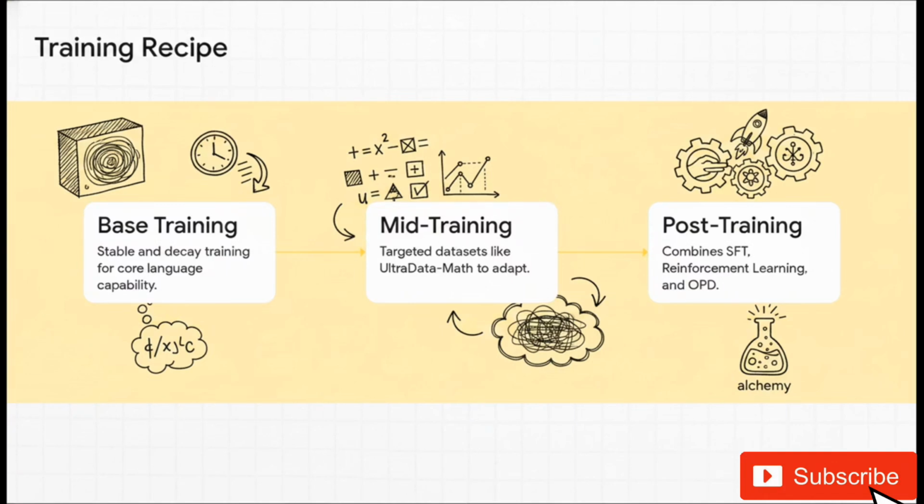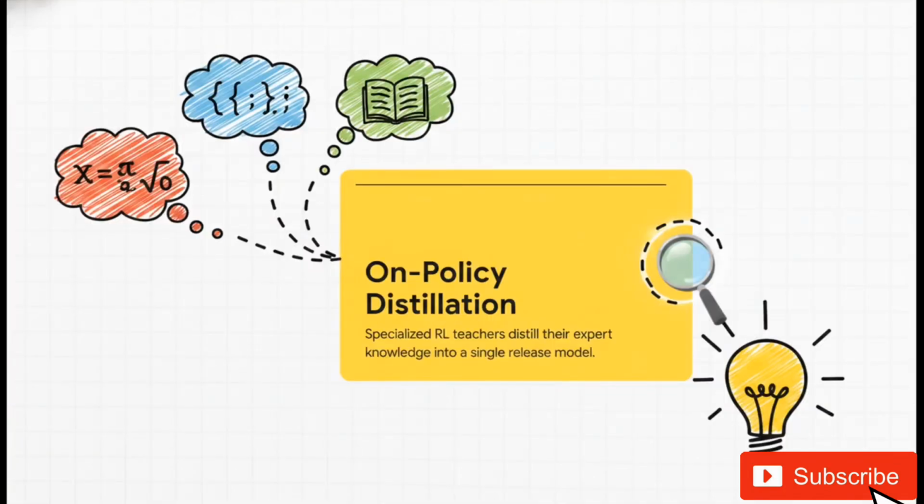This is where they inject targeted datasets, like ultra-data math, to adapt to specific data distributions. But Step 3, post-training, that's where the real alchemy happens. This step combines supervised fine-tuning, reinforcement learning, and a highly specialized technique called OPD. So let's actually define that. OPD stands for on-policy distillation.